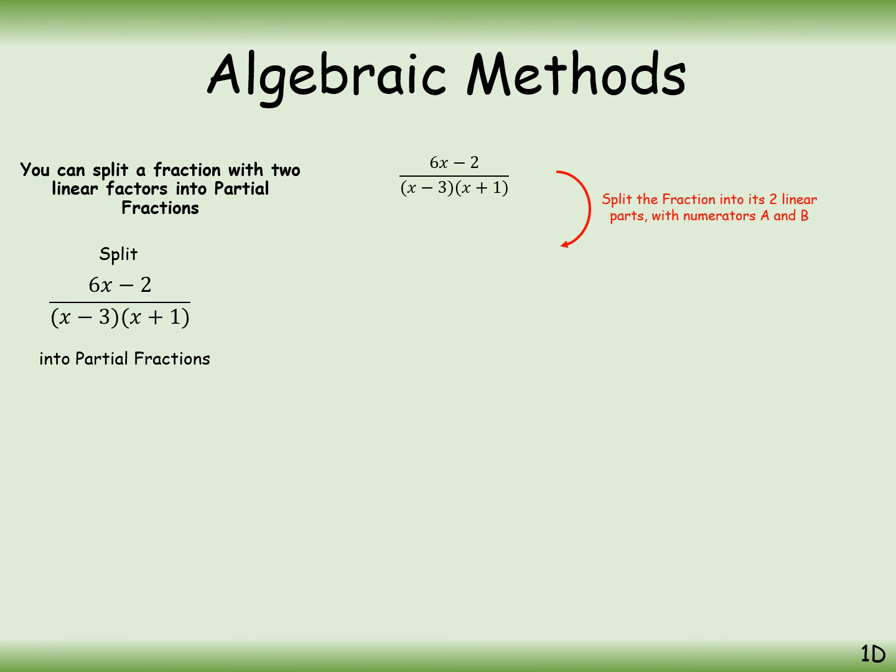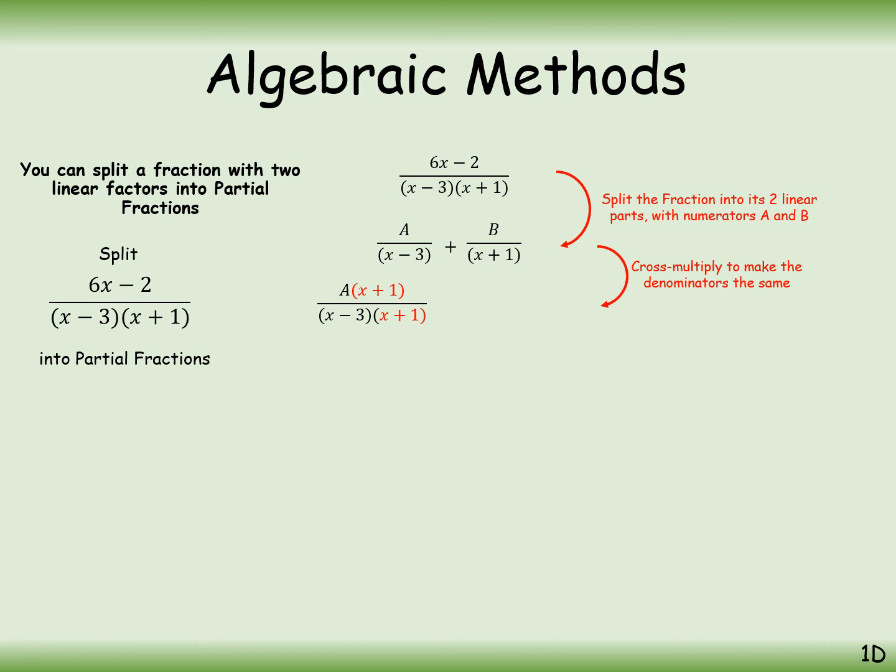So we know this came from 2 fractions, but we just don't know what the a on the numerator and b on the other numerator is. So we'll just call it a over x minus 3 plus b over x plus 1. Now the aim is to work out what a and b are.